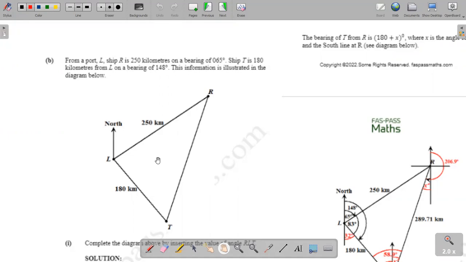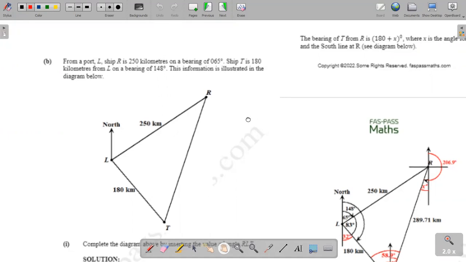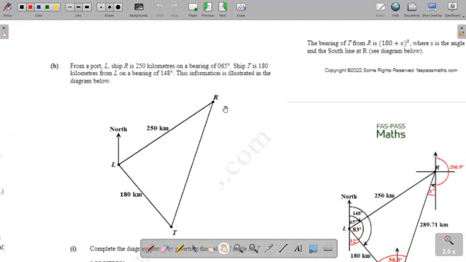Let's go, guys. Talk to me. We don't do one angle of elevation and depression. Now we're going to look at a bearing question. So somewhat. No. Okay, majority of persons are saying no.